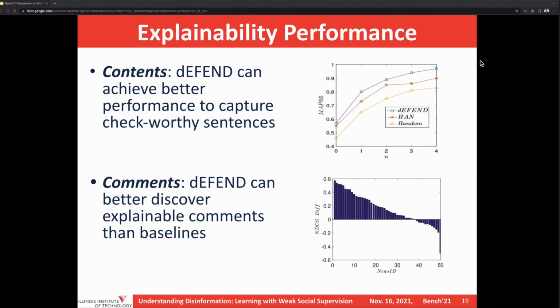We also continue to evaluate the explainability. First, we evaluate in terms of contents. We show that the DEFEND model can achieve better performance in capturing check-worthy sentences in a piece of news. This is because in a news piece, usually not all of the sentences are fake. Most likely it's a mix of true and false, so our model can help identify the false sentences out of all of the sentences. And second, in terms of comments, we show that our model can also discover very explainable and useful comments to better explain whether the news is fake or not, compared with existing methods.